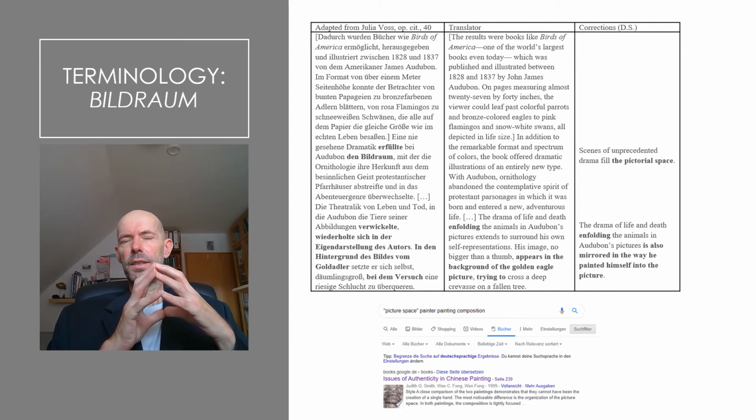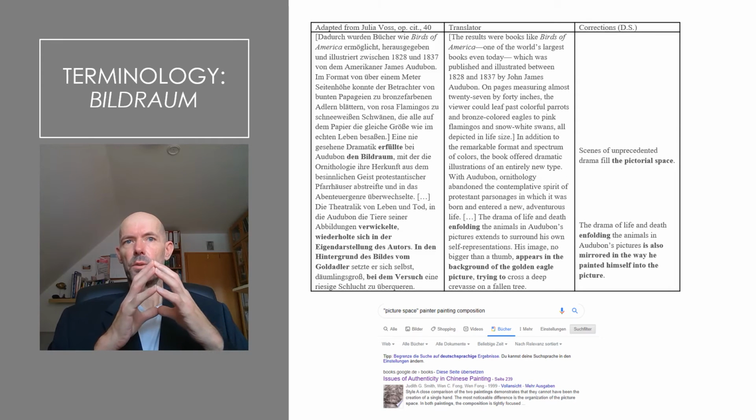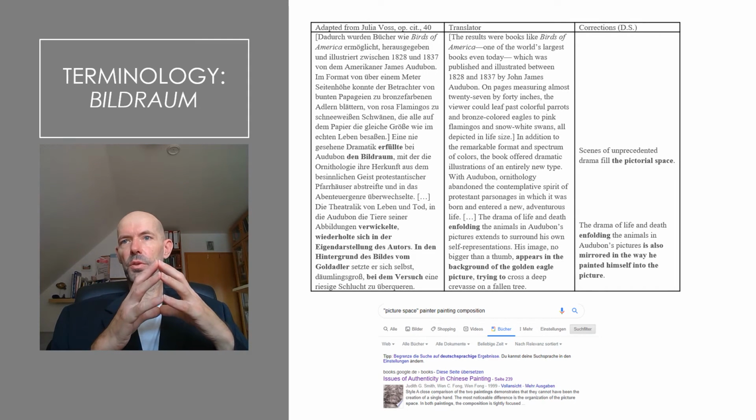The fact that Bildraum is a technical term can be ascertained from a brief look at Google Books, where we find books with titles such as Der Bildraum in der Landschaftsmalerei. And of course, there are also numerous examples of the word being used in the visual arts.